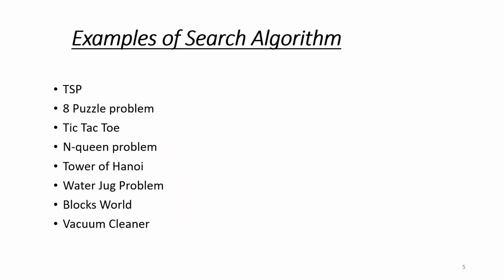And next is an example of the searching method, like the TSP problem. I have already mentioned TSP. TSP starts at a fixed starting position and comes back to the same starting position. And then the 8-puzzle problem, tic-tac-toe, N-queens problem, Tower of Hanoi, water jug problem, blocks world, vacuum cleaner, everything has a search method. That search method is applied for the state space search. The state space search is applied to all possible ways, and with a particular rule and condition, we get the final outcome.